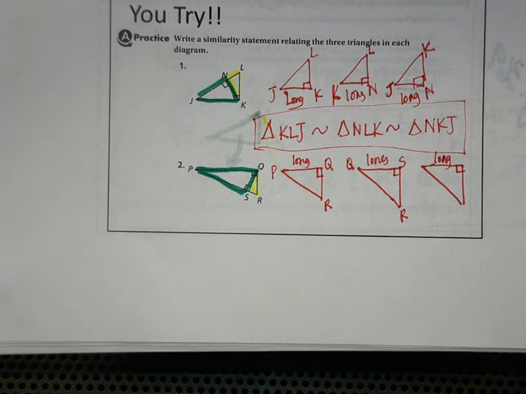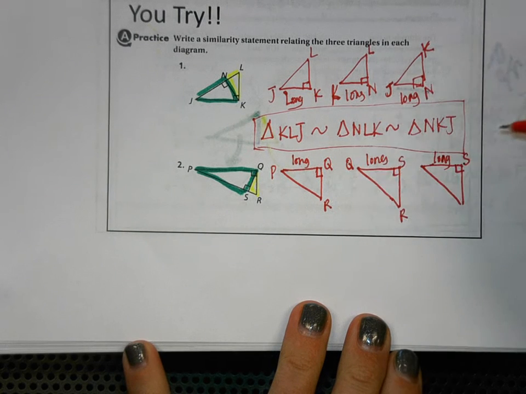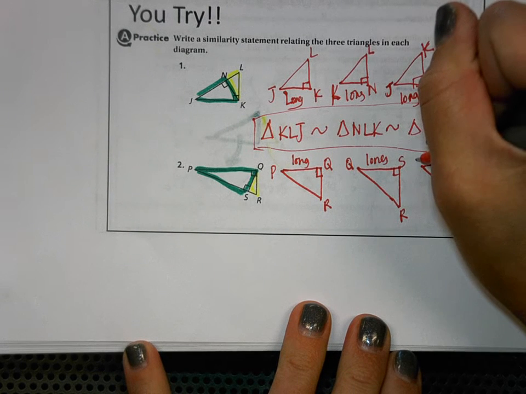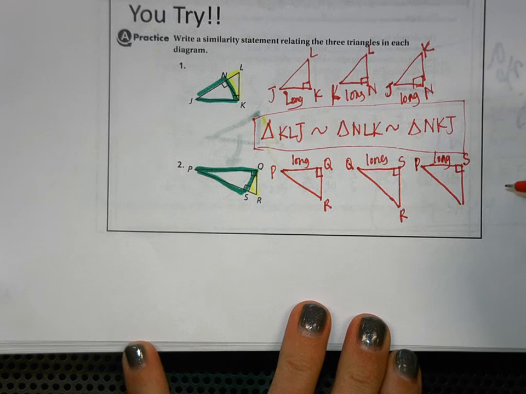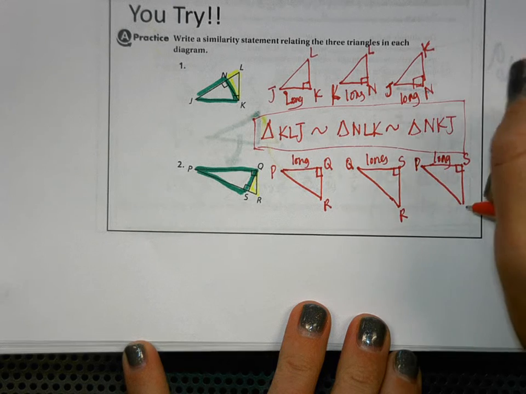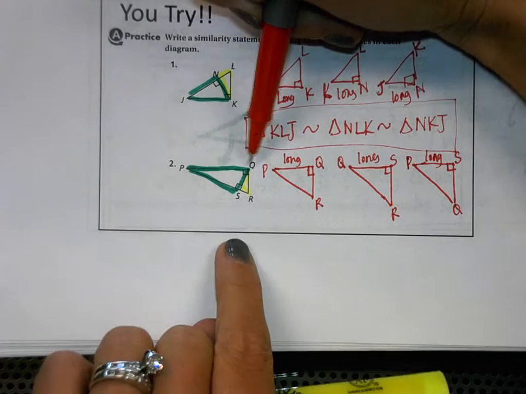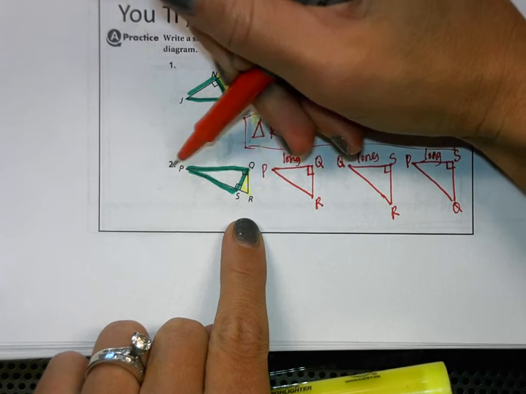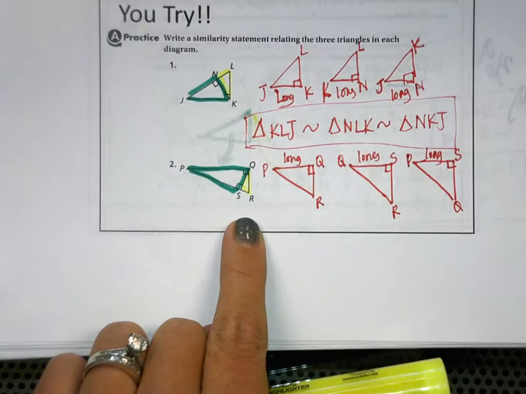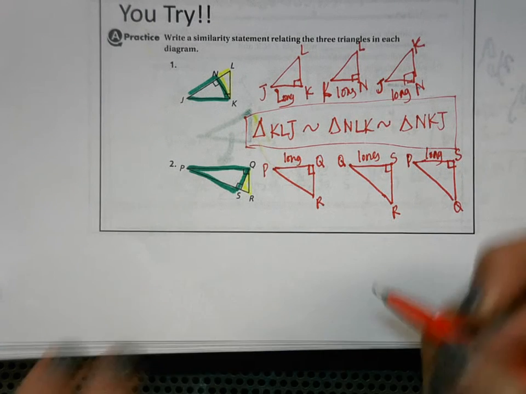Okay, which one is the 90? S. Which one is the long side? What letter goes over here? P. And then this one is Q. Do you see right here how this is? This right here is longer. S to P is longer than S to Q. Yes? Okay, so let's write our similarity statements.